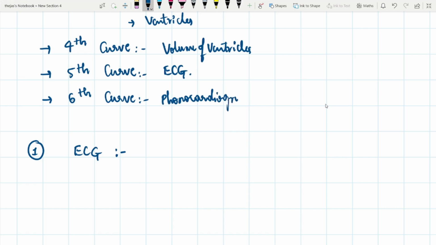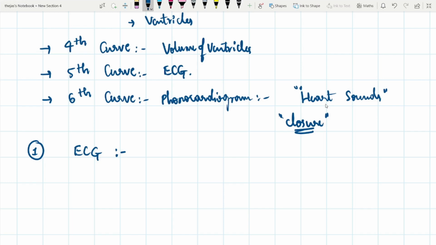The phonocardiogram represents heart sounds. There are 4 heart sounds; let me discuss them later. For now, just know that the heart sounds are created by closure of the heart valves. Remember this word: closure, not opening. It's the closure of the heart valves.